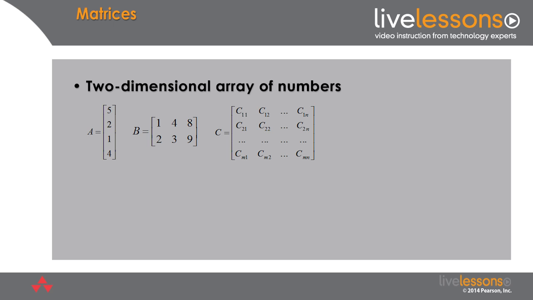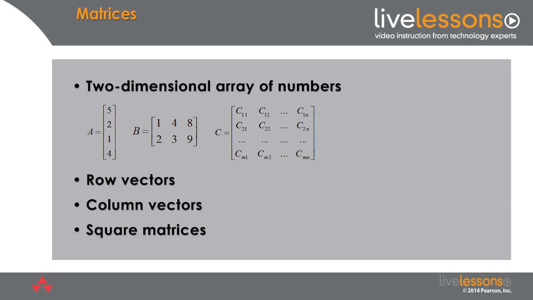Matrices with only a single row or column are sometimes referred to as row vectors or column vectors. Matrices with the same number of rows and columns are known as square matrices. In 3D graphics, 3 by 3 and 4 by 4 square matrices are used extensively.